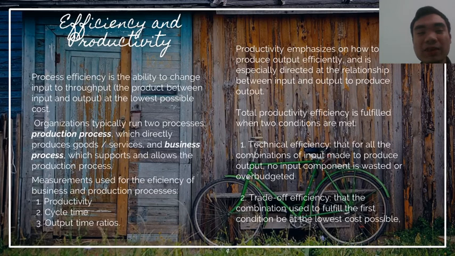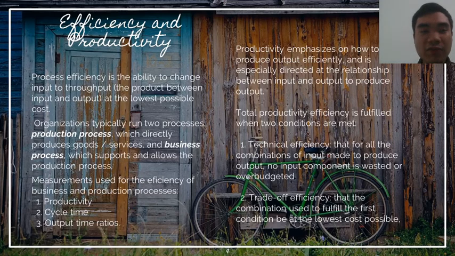Without productivity, efficiency is fulfilled when two conditions are met. The first condition is technical efficiency, that for all the combinations of input made to produce output, no input component is wasted or over budgeted. The second is trade-off efficiency, that the combination used to fulfill the first condition be at the lowest cost possible.